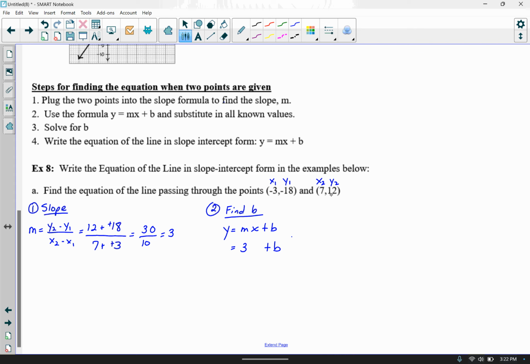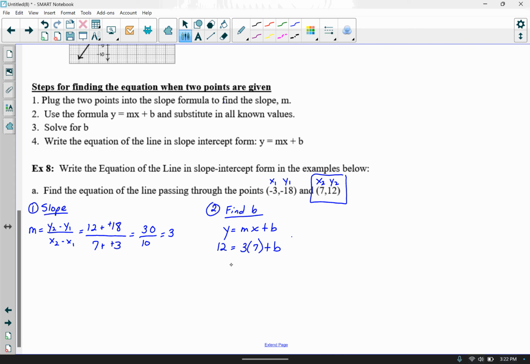Again, like I said, you just can't cherry pick. You've got to pick an ordered pair and go with it. So if you choose this x, then you've got to use that y. We can't mix and match. So I'm going to choose to use the second ordered pair and plug that in for x and y. So in place of my y, I'm plugging in my 12, and in place of my x, I'm plugging in 7.